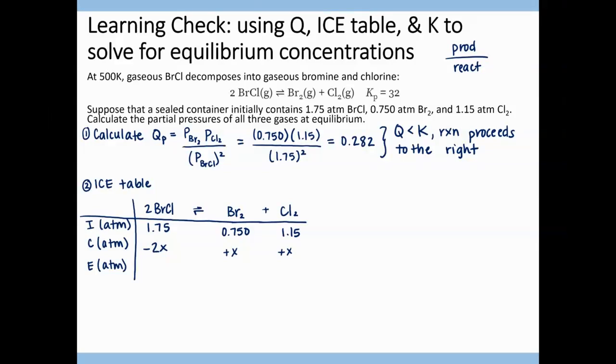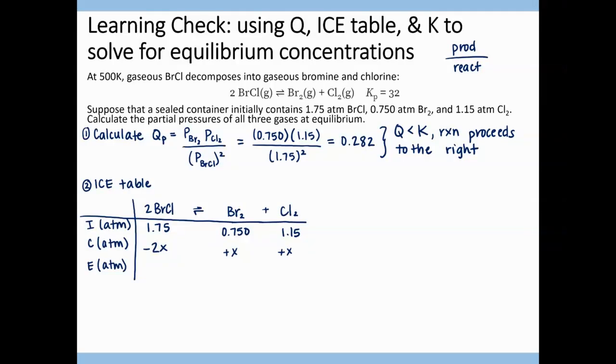What'd you say? It's at 500 Kelvin. What else do we know? They're all gases. There's more. Kp. Yes, we're going to use Kp. So the ratio of the equilibrium partial pressures of Br2 and Cl2 with the denominator equilibrium partial pressure of BrCl squared is equal to 32, the Kp value. So we're going to set up a Kp expression using x values.